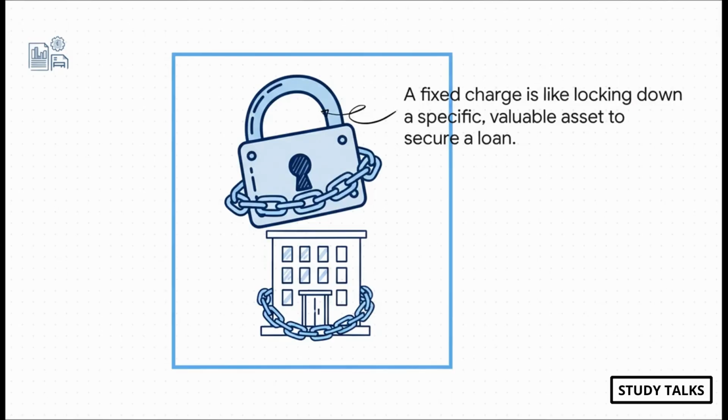This visual, it's the perfect way to think about it. A fixed charge is literally like putting a huge, heavy-duty lock on a specific asset. Sure, the company can still use it, they can work in the building, but they can't sell it or get rid of it until that loan is paid off and the lock comes off.